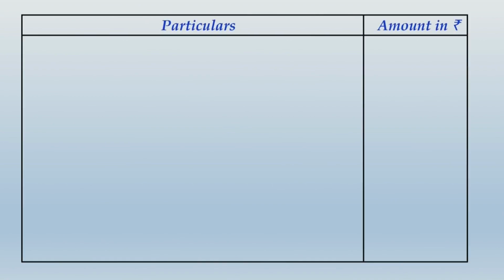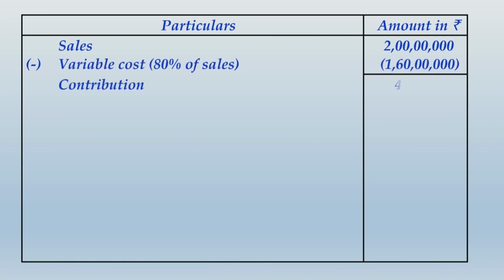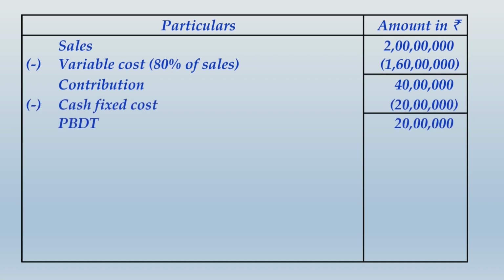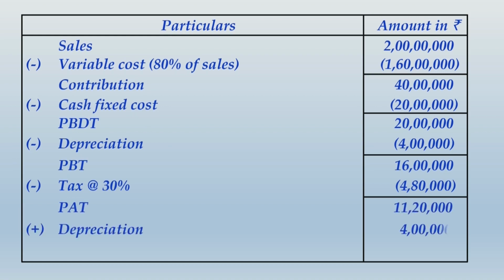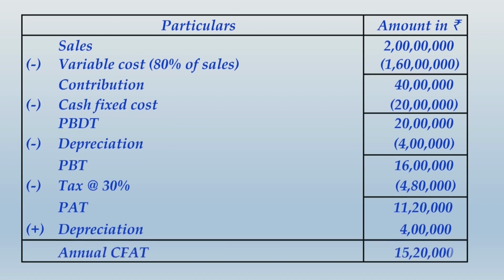Now let us move ahead and look into the main calculation, that is calculation of annual cash flows after tax. Sales less variable cost should give you contribution of rupees 40 lakhs. Cash fixed cost is 20 lakhs, so profit before depreciation and tax is coming to 20 lakhs. Depreciation amount is 4 lakhs, so profit before tax is 16 lakhs. Tax rate is 30%, that is 30% of 16 lakhs being 4 lakh 80,000. When you subtract the amount of tax, the profit after tax is 11 lakh 20,000. Don't forget to add back the depreciation and you get annual cash flow after tax as 15 lakh 20,000.